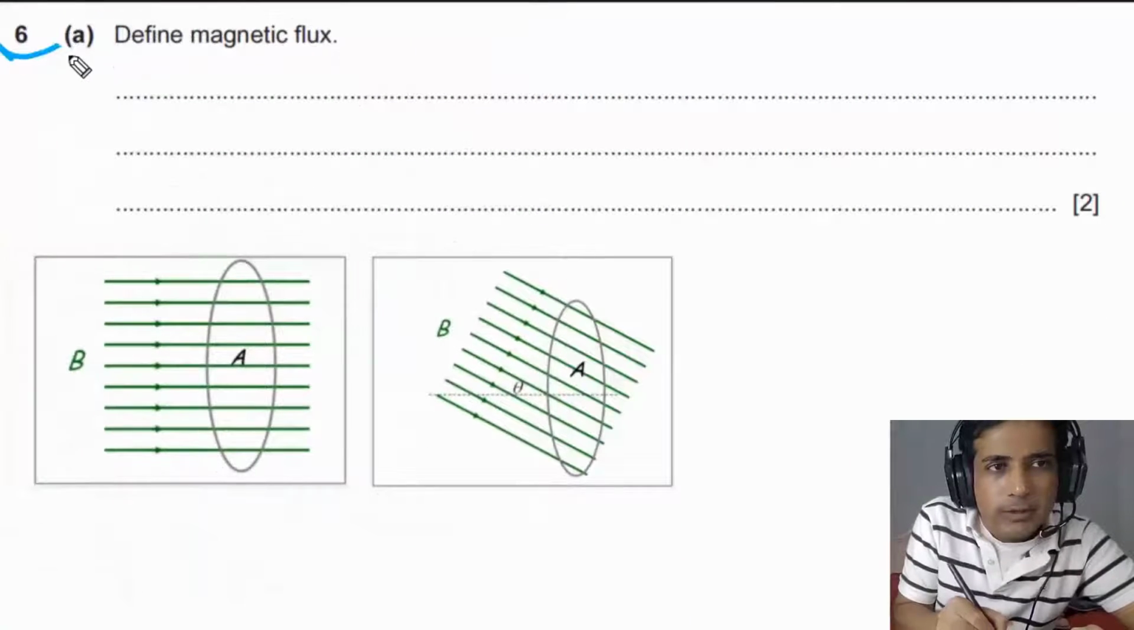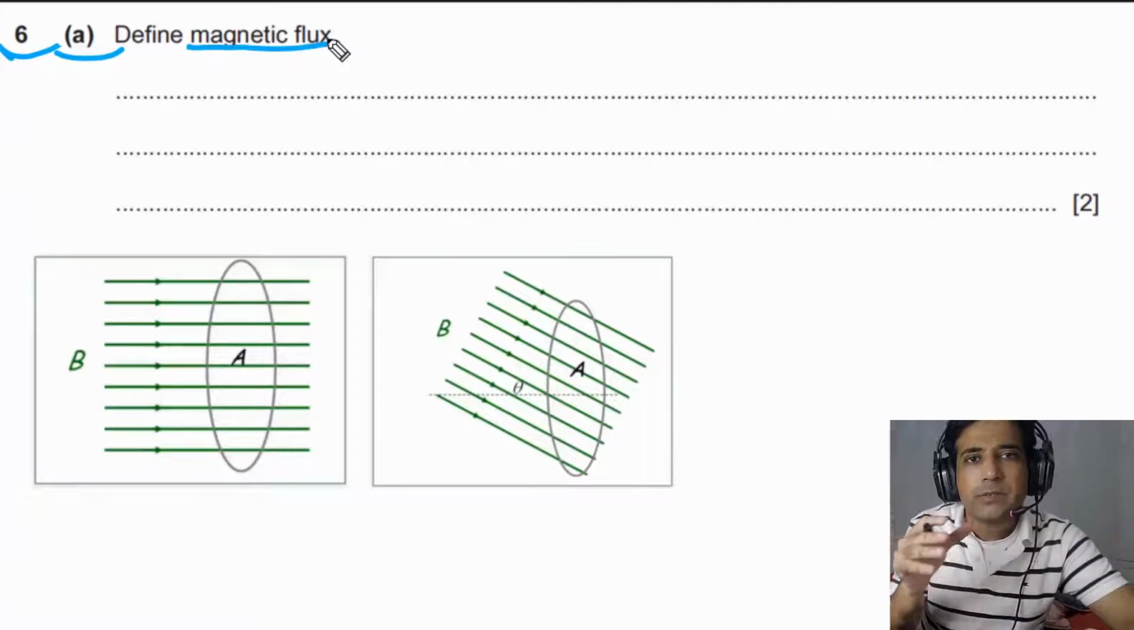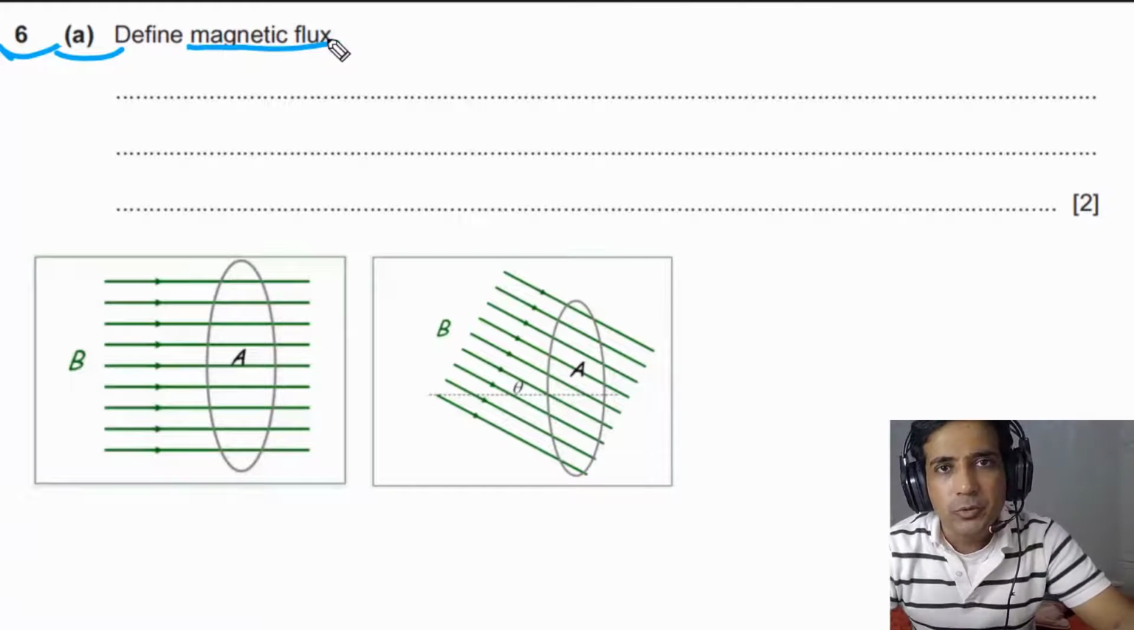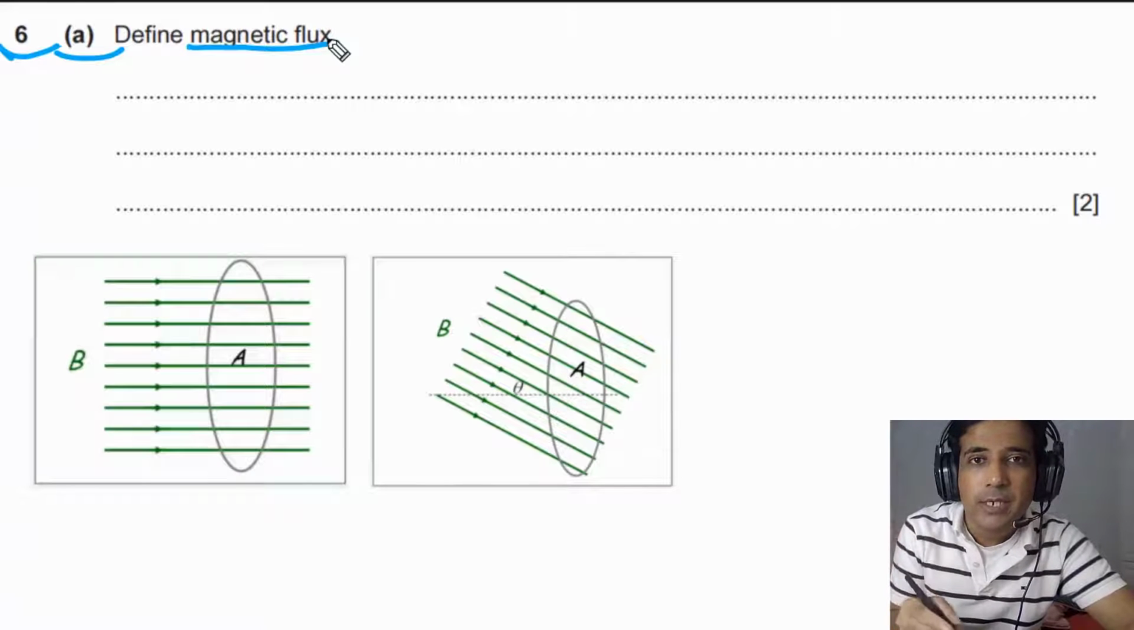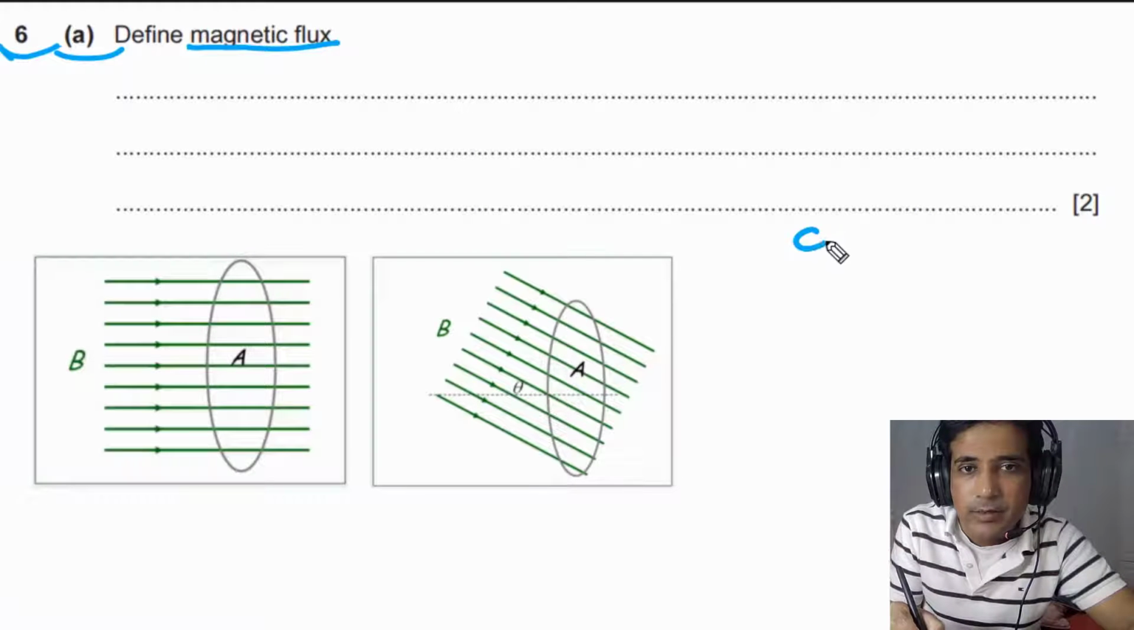For question number 6, part A, we need to define magnetic flux. This question is very common in past papers. Most of the time, they will ask you to define magnetic flux. So you need to understand how to define magnetic flux in a proper way. Let's try to understand how we can define magnetic flux in the right way.